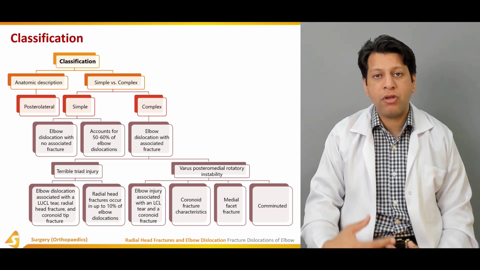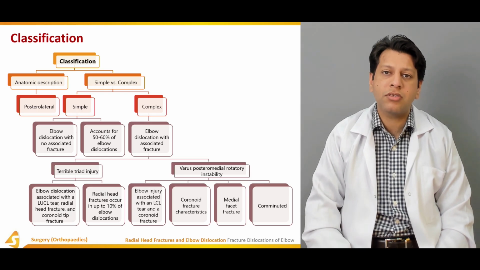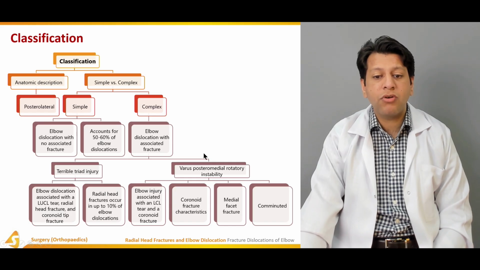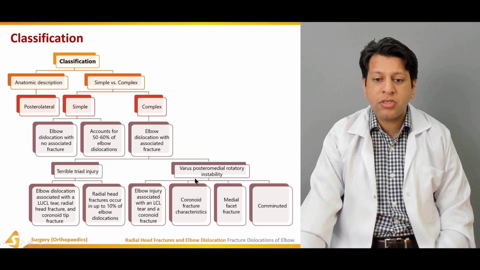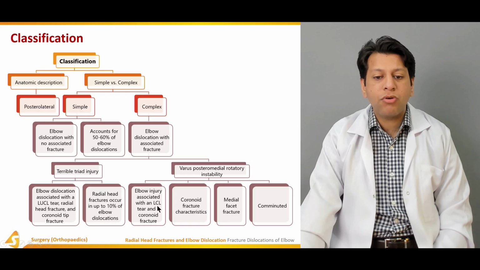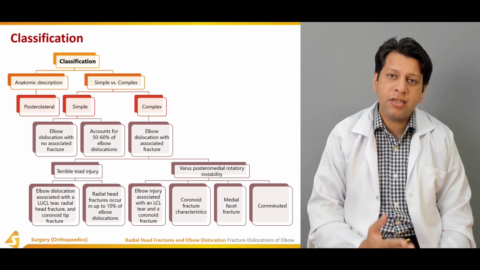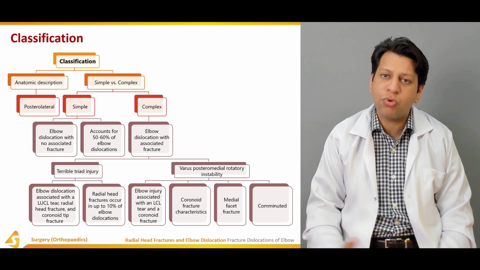And when there is dislocation, definitely there will be disruption of the ligaments, most commonly in posterolateral dislocation, the lateral ulnar collateral ligament. The other could be the varus posteromedial rotatory instability. Now this is also one of the complex dislocations. This results in elbow injury associated with an LCL tear and a coronoid fracture. The coronoid fracture characteristically includes a medial facet fracture, and it's comminuted. In this kind of fracture, usually the radial head is spared, but it is associated with lateral collateral ligament injury, elbow dislocation, and coronoid fractures.